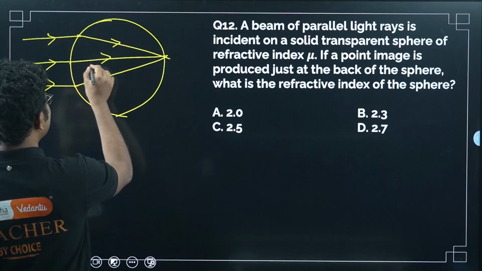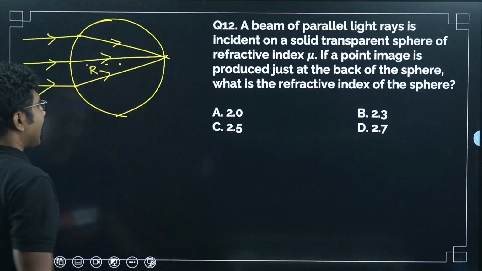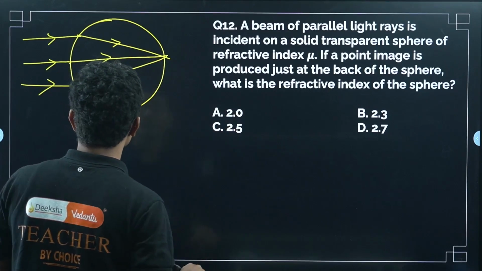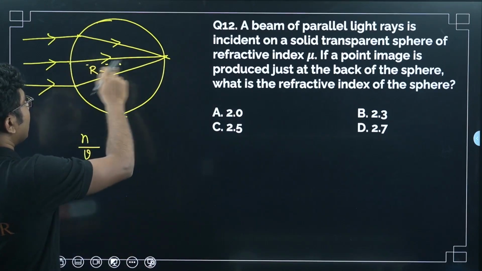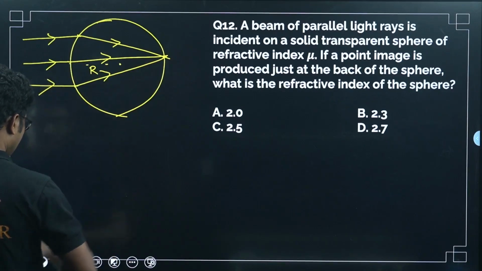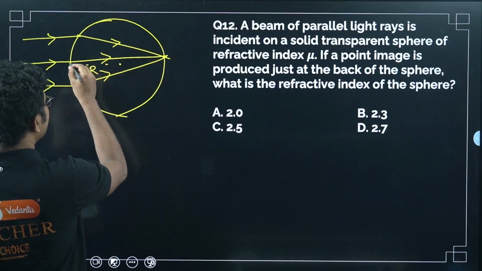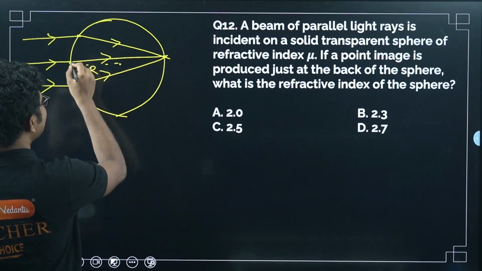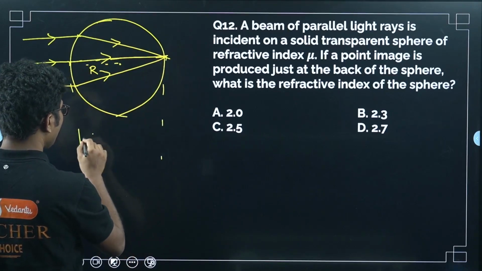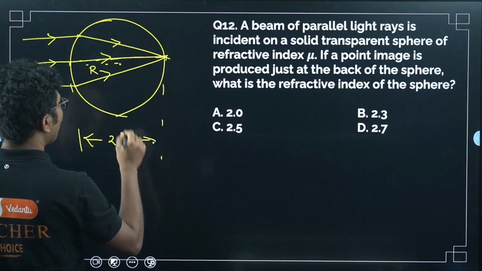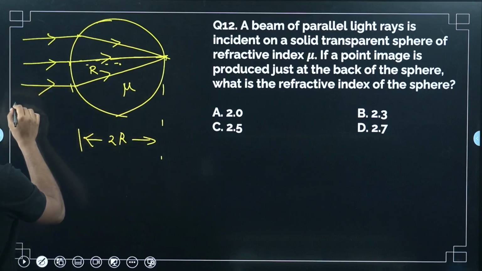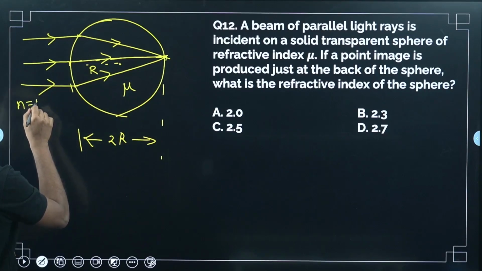Now consider R as the radius of curvature. Before writing the equation, let us find the image distance. The radius of curvature is R, so the image distance, from here to here, should be 2R. Now, the refractive index of the sphere is given as mu, and outside is air, so the refractive index is 1.